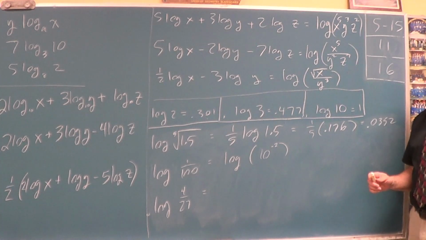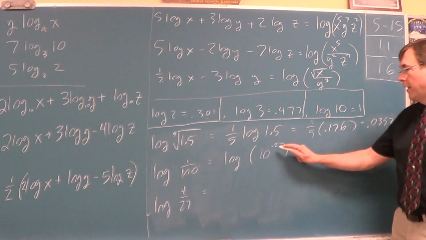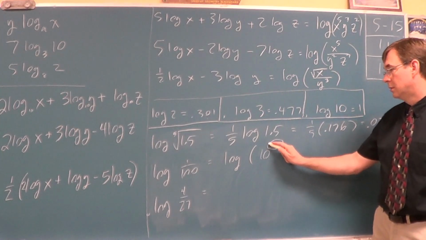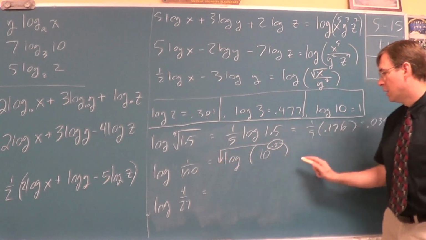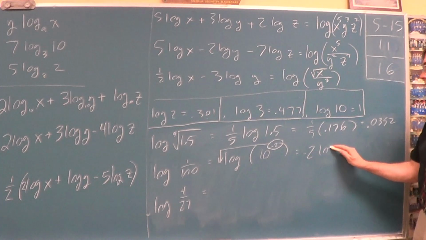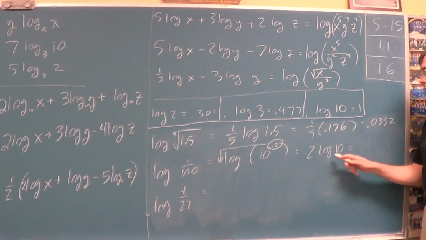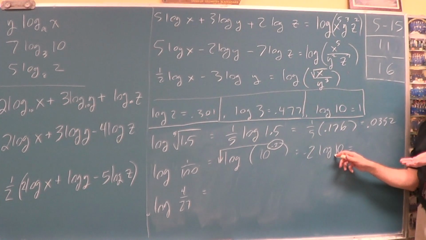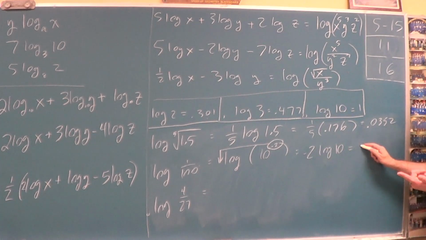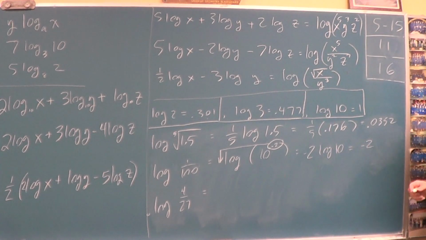Question about that move? And then what can we do about powers? Bring them to the front. So we'd have -2 in front of log 10. And the log of 10 is gifted to you as 1. So -2 times 1 is -2.